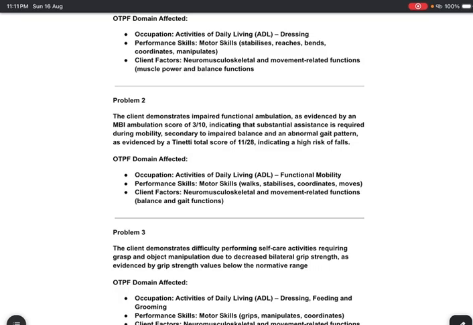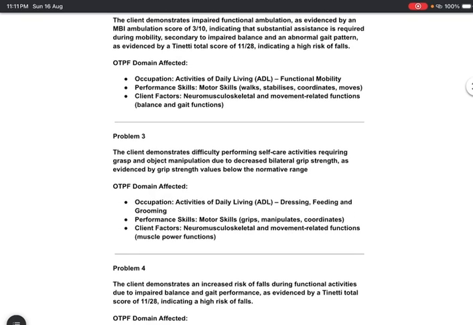functions. Problem number 3. The third problem is reduced bilateral grip strength affecting functional hand activities. Mr. K demonstrated reduced grip strength in both hands, with the right hand measuring 14.7 kilograms force and the left hand measuring 20 kilogram force, both below the stated normative values.